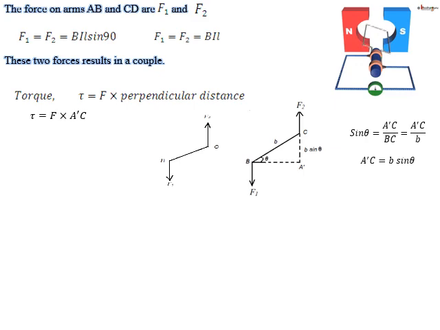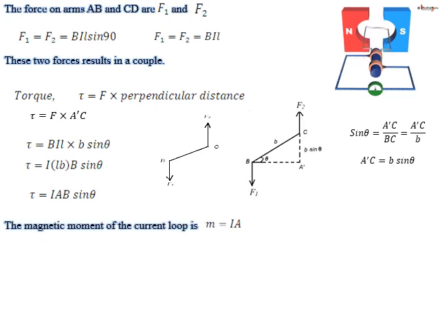Therefore, torque is equal to force into A'C, that is our shift that has happened due to the rotation of the coil. Then we have tau is equal to BIL into b sin theta. Substitute L into b as your area. So torque is equal to IAB sin theta. Now I into A is nothing but the magnetic moment of the current loop, which is represented as small letter m.